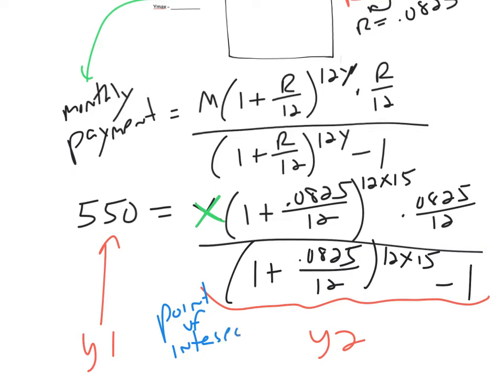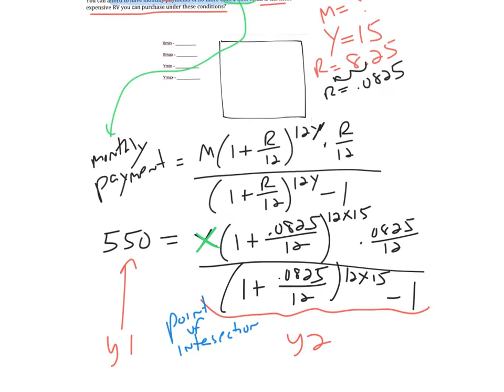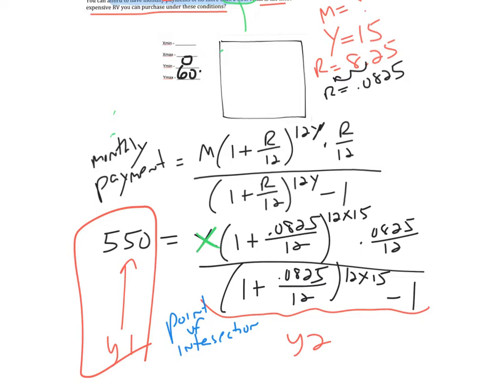And to set up the viewing window, here's what I'm going to do. I'm graphing y1 is equal to $550. So what I'm going to do is I'm going to set my y max to be a little bit bigger than 550. So here I'm going to set my y max to be 600. So I'm going to graph from 0 to 600 for my y's to find this point of intersection.